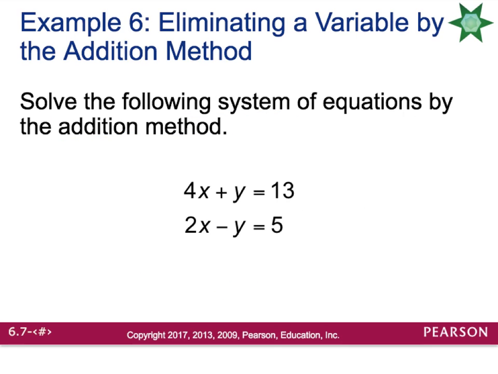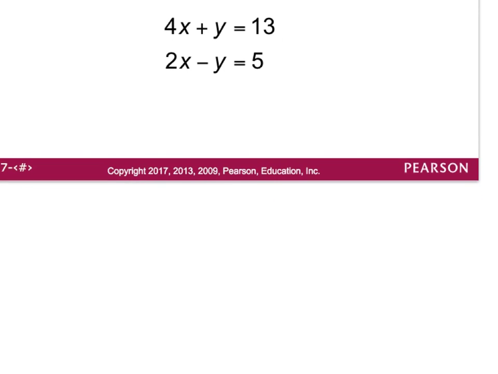So let's look at the example. Solve the following system of equations by the addition method. Your first equation is 4x plus y equals 13. Your second equation is 2x minus y equals 5. Now, in this particular example, you do not have to do any multiplication or rearranging of equations. Notice that both the x's and both the y's are on the left-hand side and that both the constants are on the right-hand side. That's what you're looking for in step 1. If it doesn't look like that, rearrange it so that it does.